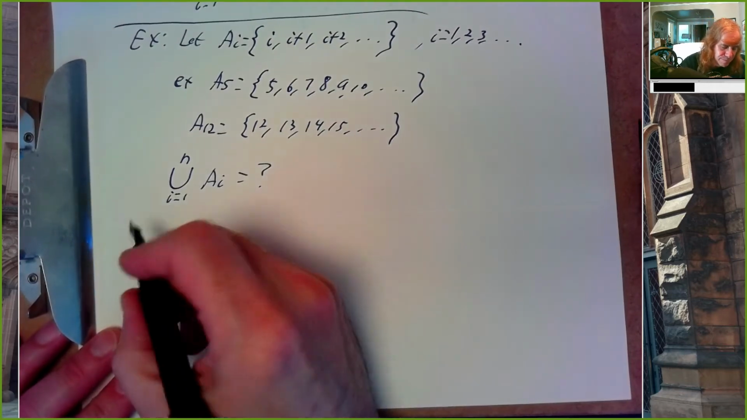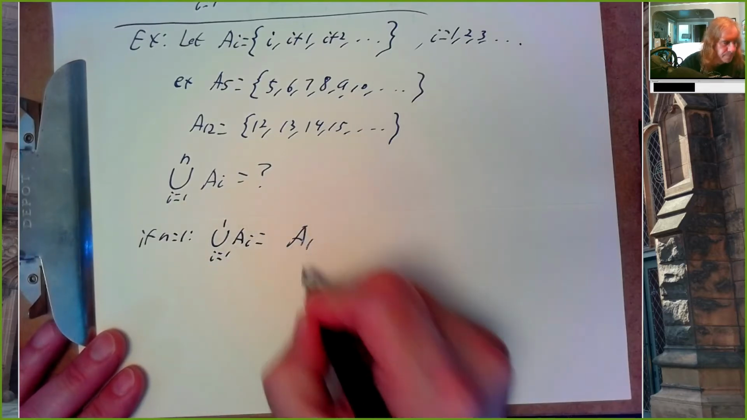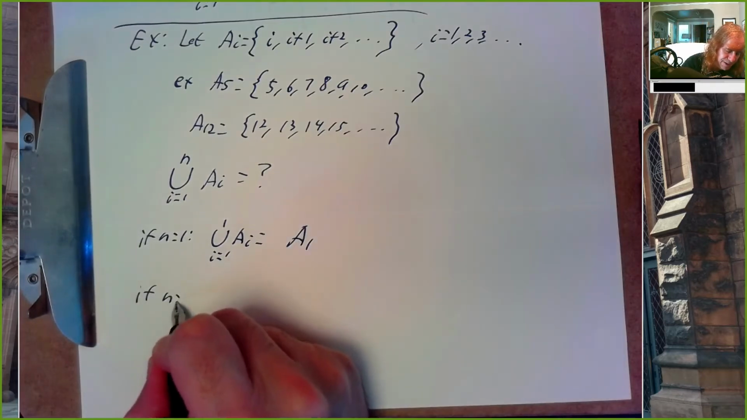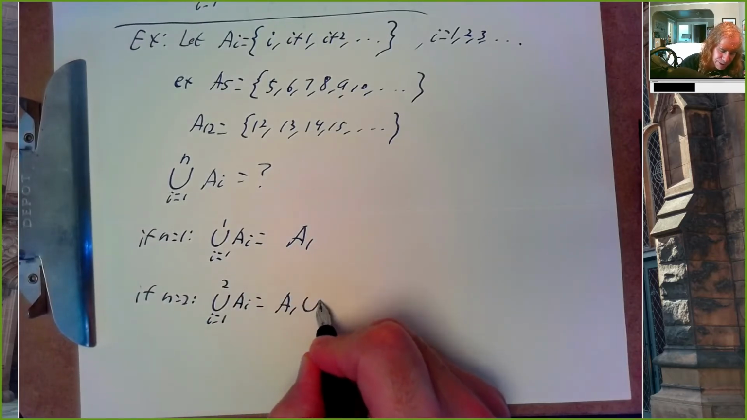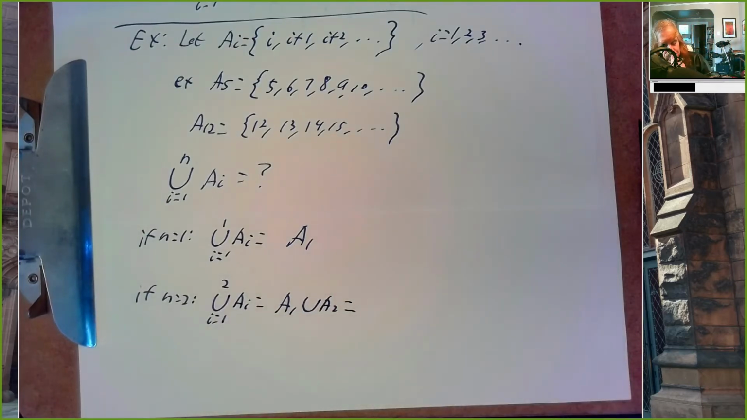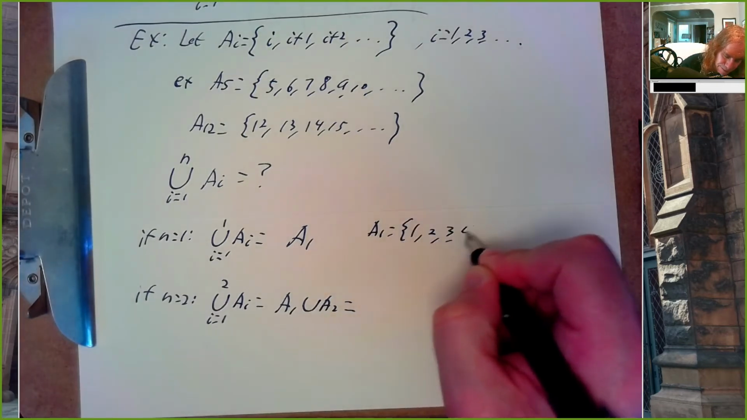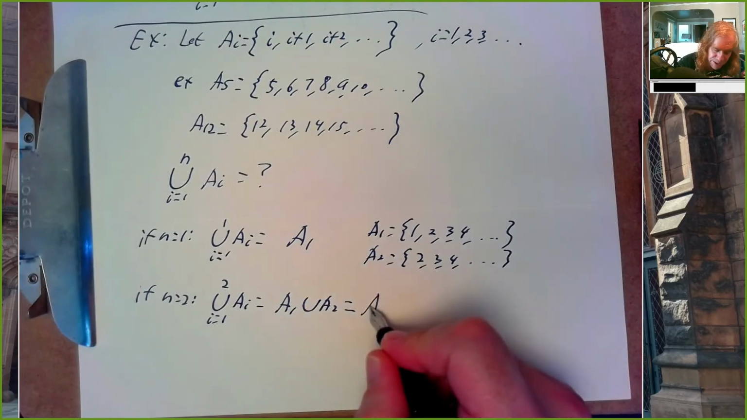So suppose n equals 1. If n equals 1, this is just A1, right? It's not even being unioned with anything. If n equals 2, this is a union from I equals 1 to 2 of A sub I. Well, that is a shorthand for A1 union A2. So what is A1 union A2? A1, absolutely. Right? A1 is the set of integers starting from 1. A2 is the set of integers starting from 2. If I take the union of those, I just get A1.